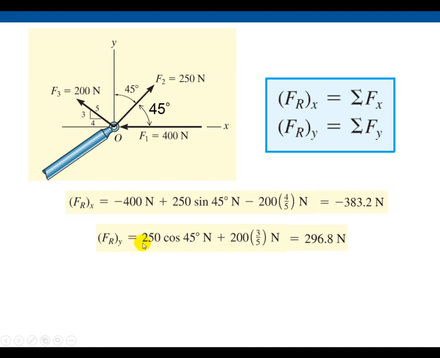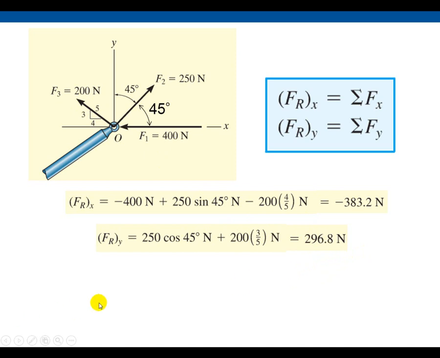This is the y component of F2, 250 times cosine 45. You can see the y direction. This is positive y direction. Newton plus 200 times 3/5 Newton. It's also positive y direction. So this is the answer.